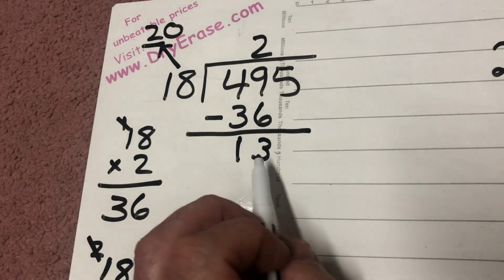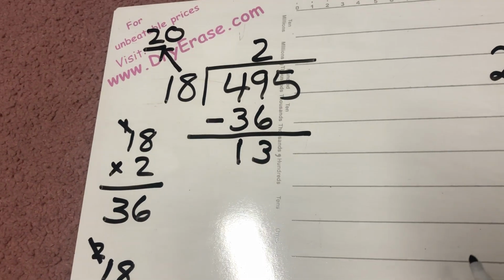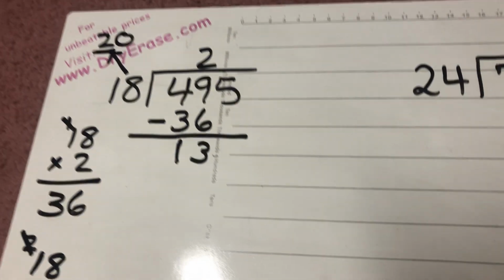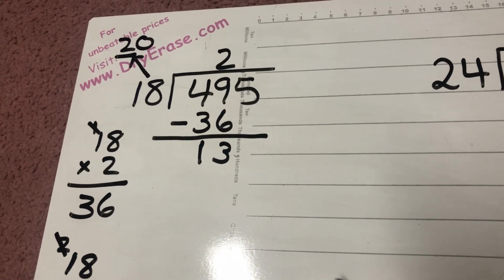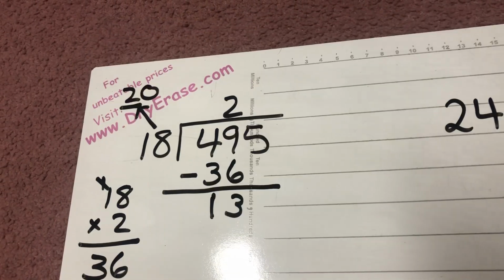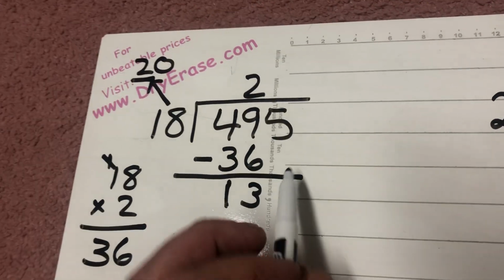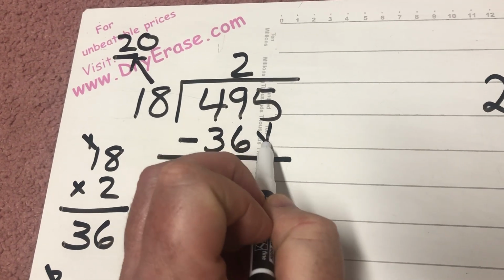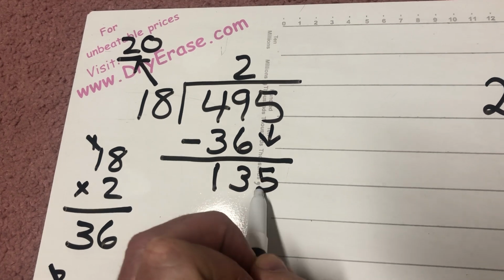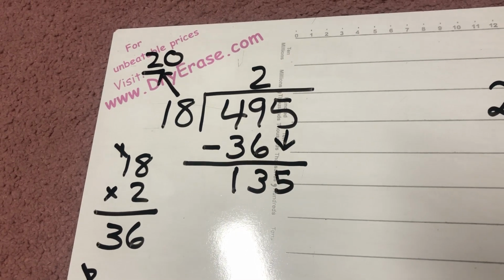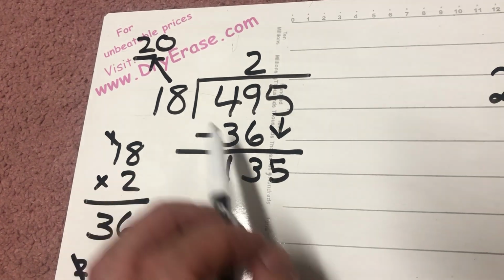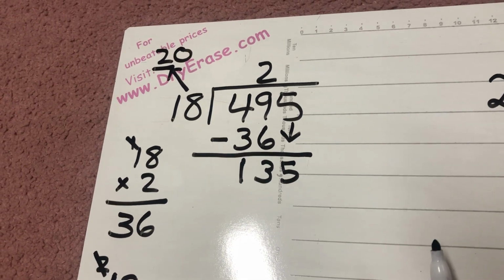I'm feeling pretty good about that because 13 is less than 18. Remember, after I subtract, I bring down. It's divide, multiply, subtract, bring down, start over. So after I subtract, it's time to bring down. I'm going to go ahead and put the 5 down. And now I'm trying to figure out how many times 18 can go into 135.